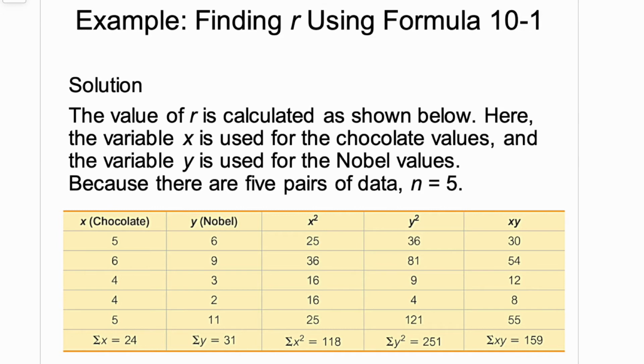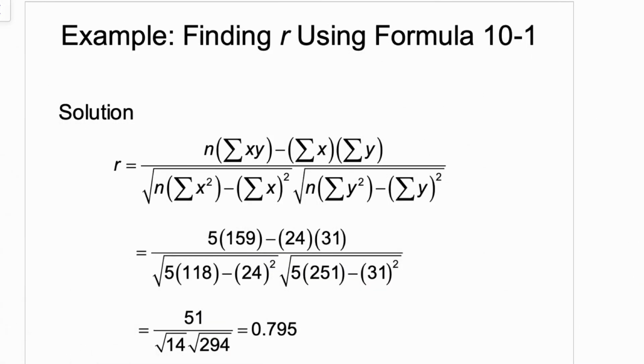The last row will be reserved for computing the sum of each of these columns. And as we will see in the formula for R, a lot of these values and sums will be required. Here we have our formula for R. And what is nice about this is each of these sums is listed in the chart previously.